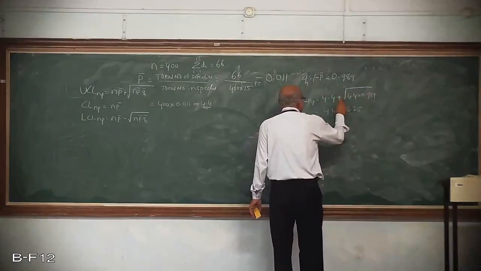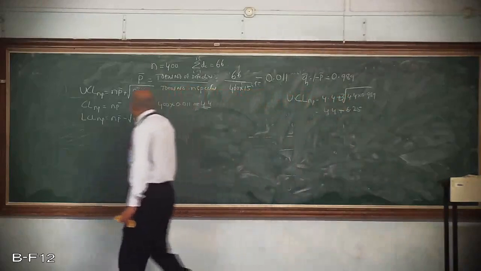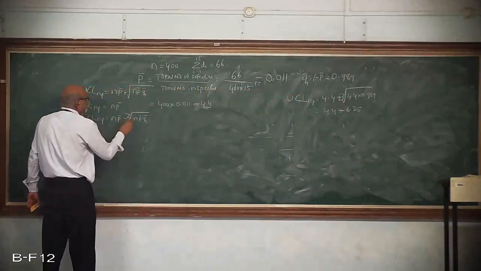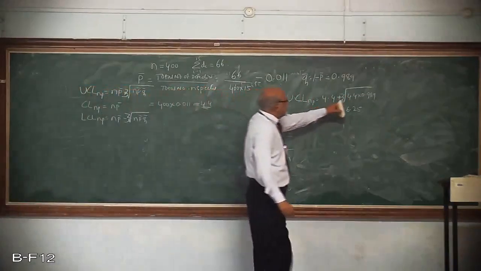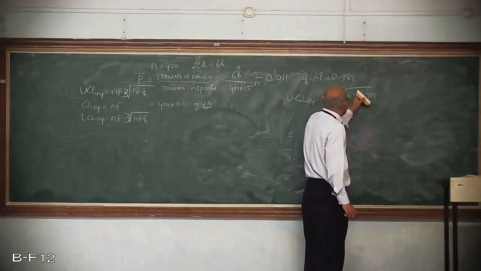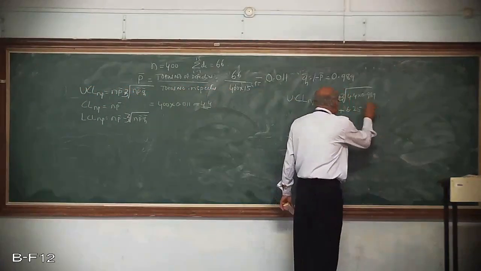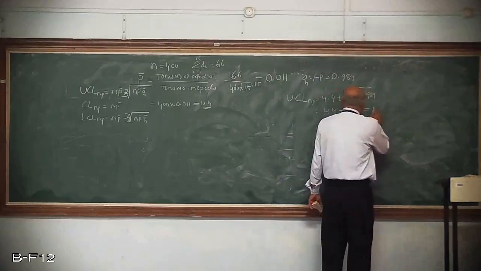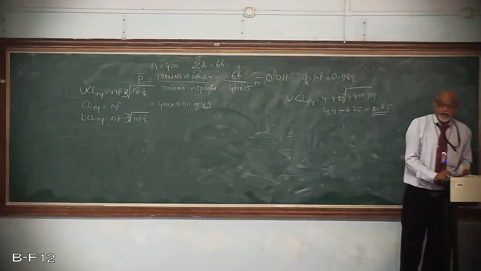Sorry, I made a mistake here. The upper control limit is to be multiplied by the 3 sigma limits. The 3 sigma limits were forgotten here. It should be 3 sigma limits. So 4.4 into 0.989 is approximately 4. That means approximately it is the square root of 4, that is 2. 3 into 2, so it will be something around 6.25. So the upper control limit is going to be 10.65.